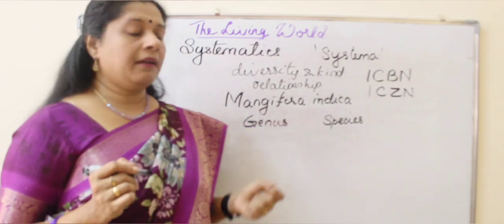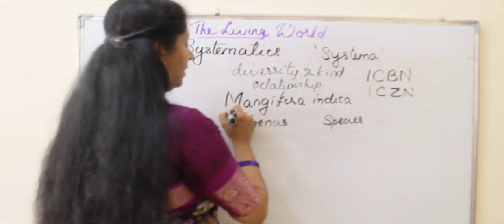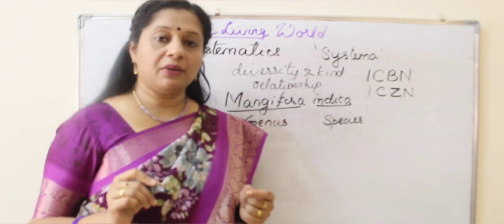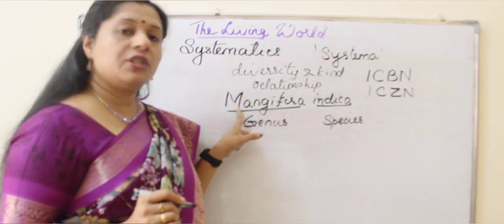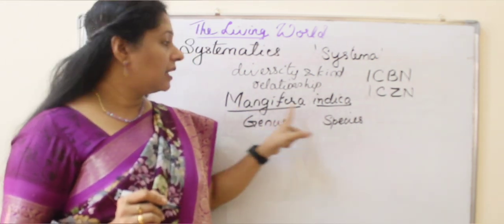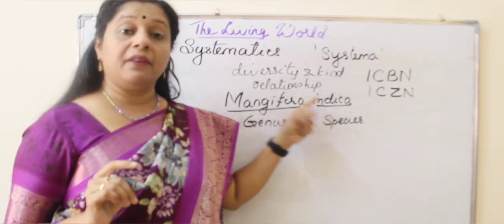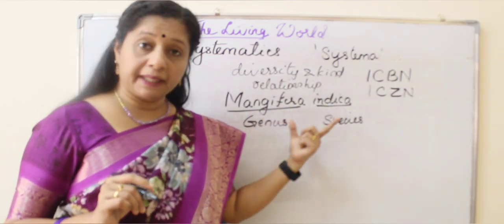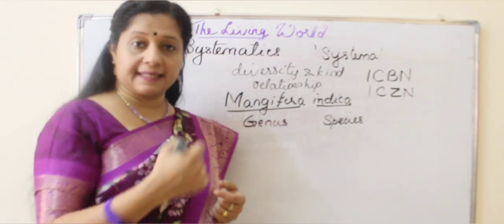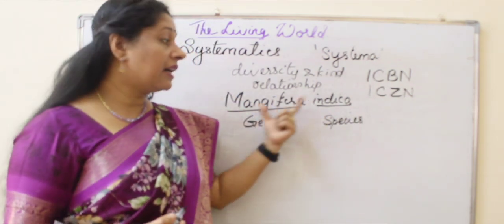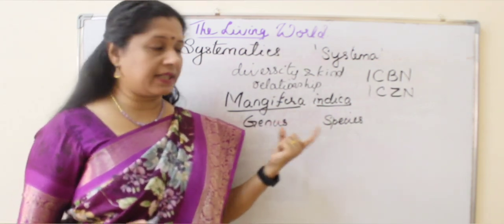Now while writing, you have to underline these two words separately. And one more thing you have to remember, whenever you are writing the genus, it should be with a capital letter, and the species name should start with a small letter. And if you are printing it, not writing but printing, it has to be in italics. You know that a slanting font is called italics. So these are the general conventions that you have to follow while writing this.